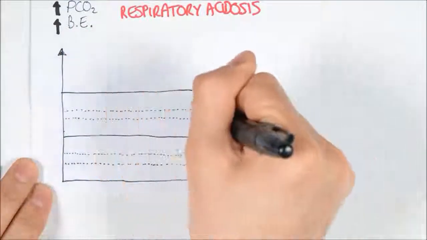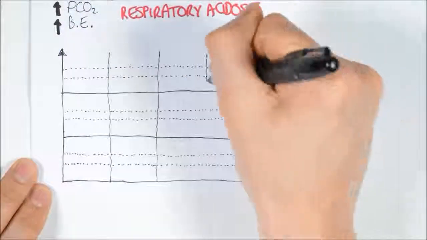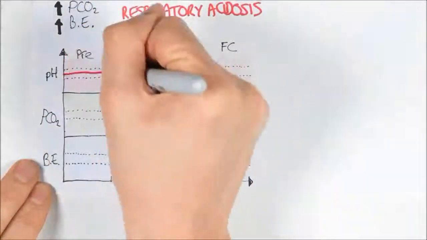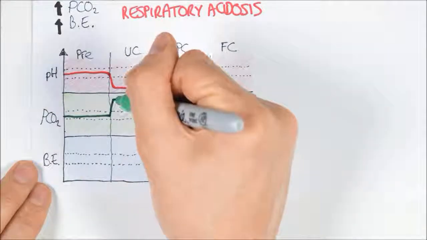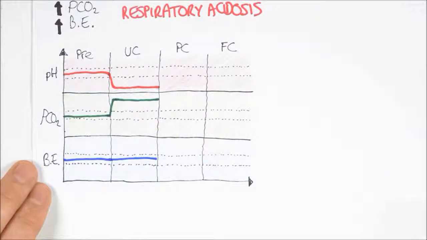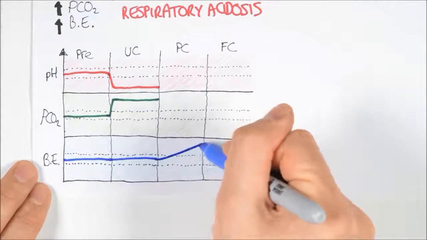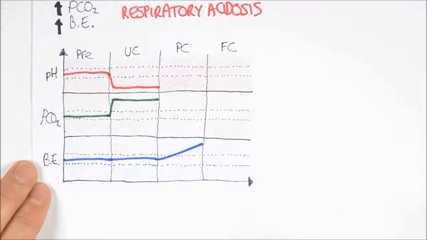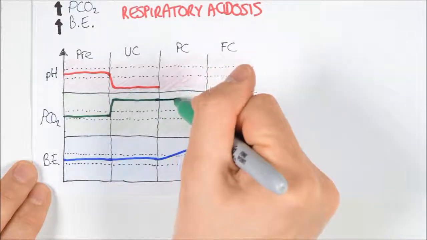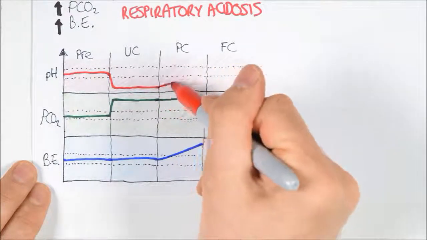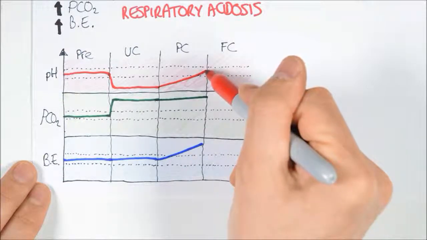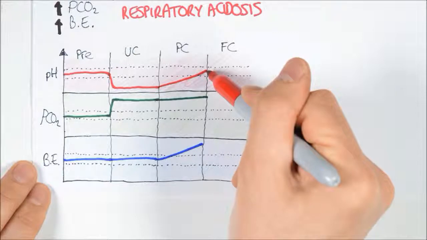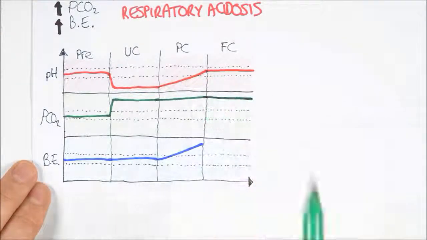We can produce a very simple time change graph for these variables. Before the change in ventilation, the pH, PCO2 and base excess are all normal. Once the patient starts to hypoventilate, the PCO2 steadily rises with a matched drop in pH and no change in base excess. Once the compensatory mechanisms kick in, the PCO2 remains unchanged, the base excess starts increasing, which reduces the proton concentration and causes the pH to climb. In the fully compensated state, the pH is normal, but the PCO2 and base excess are both elevated.